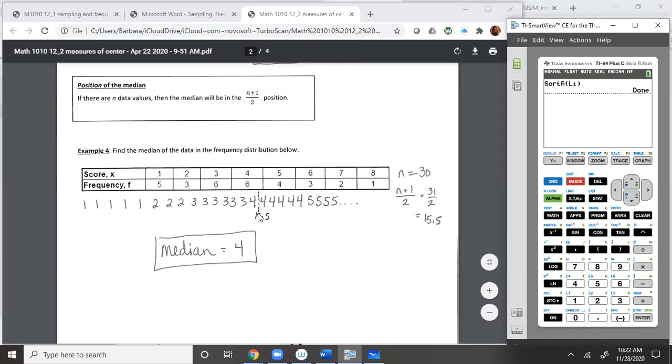Well, the mean of these two numbers is 4. So the median is 4.